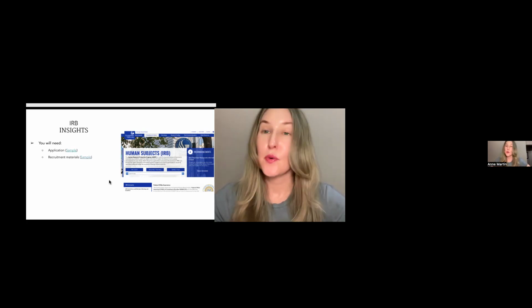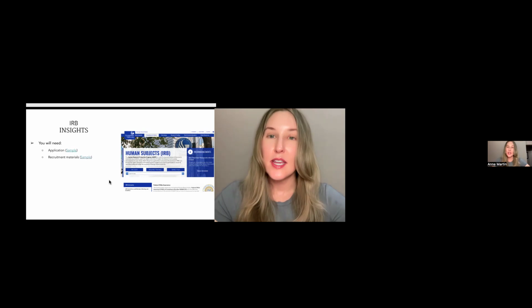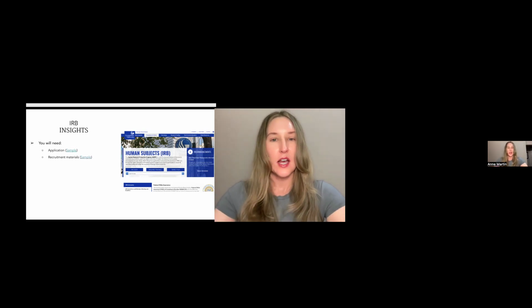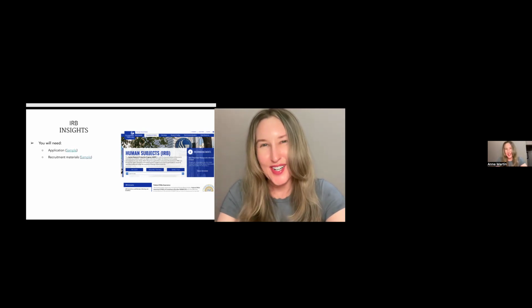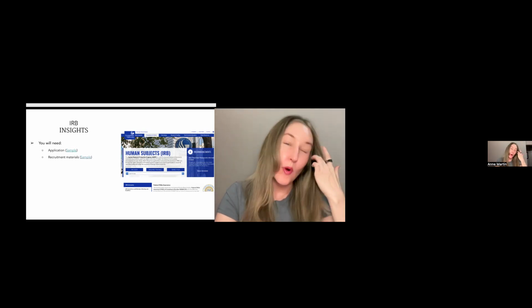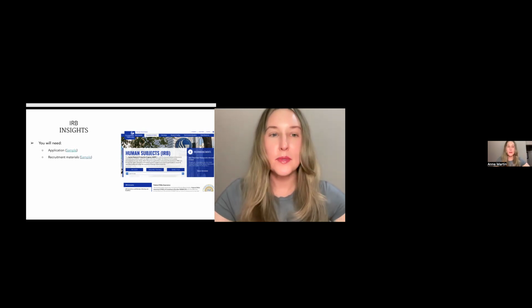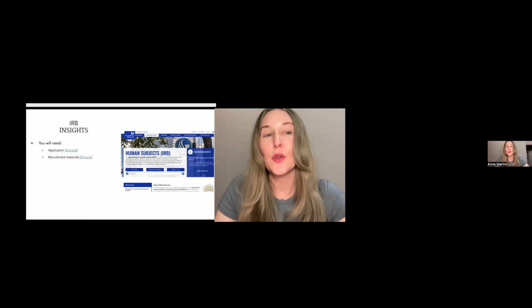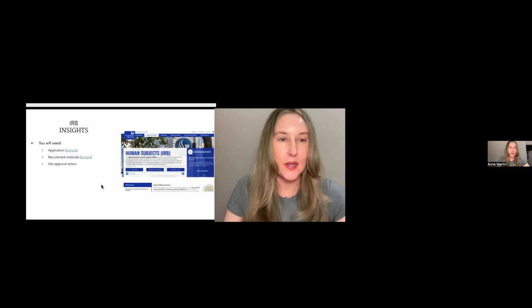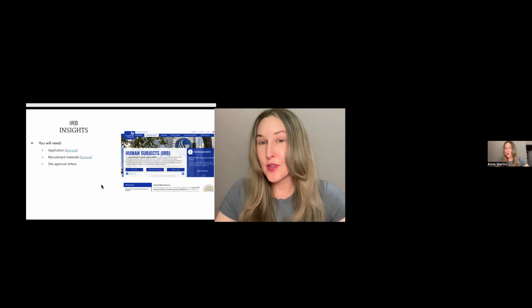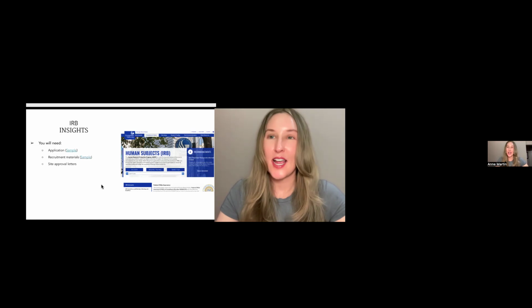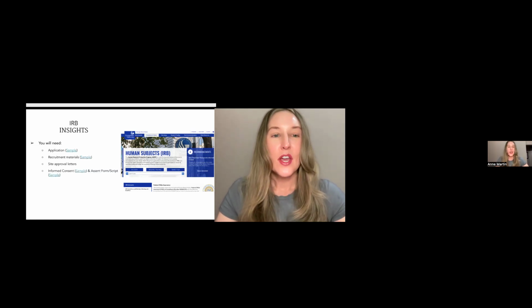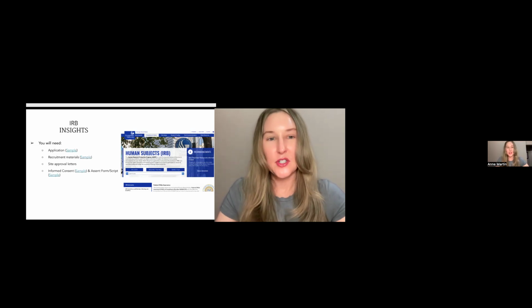You'll need to include your recruitment materials, whether it's an email, or a flyer. I don't think anyone's going to use a flyer anymore, but maybe it's a posting on a website, what you will use to recruit participants. Site approval letters: if you are planning to do this on site, you need those first before you can do the IRB. You will need your informed consent document.